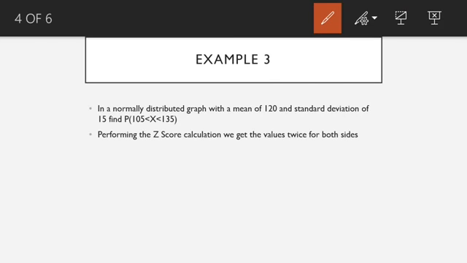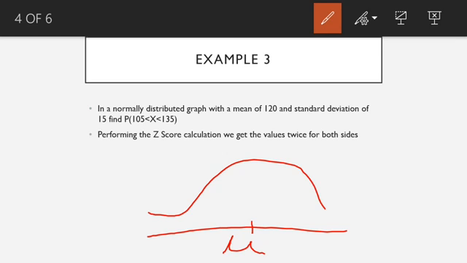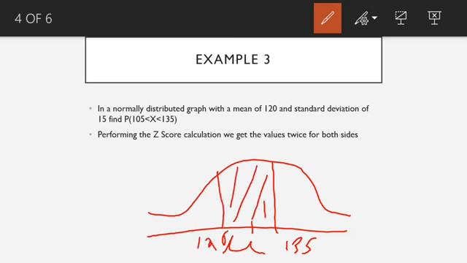In this problem, we are looking for a value that passes through the mean. So let's say this is the value of 135 and this is the value of 120. Since it passes through the mean, we have to calculate for both differently. So in the end, we will get a -1 and +1, and if we add them together, we'll get the total area.